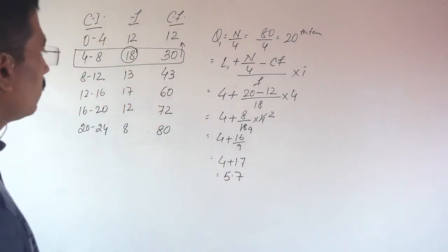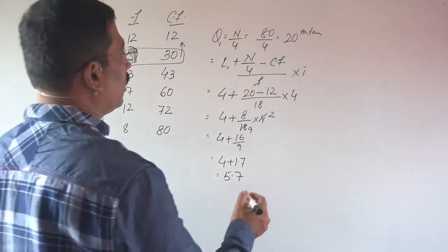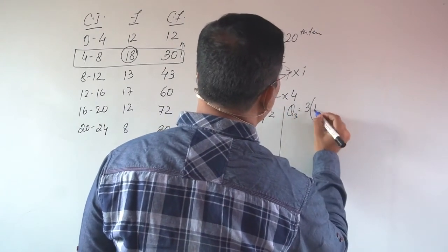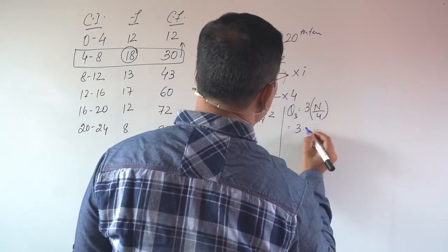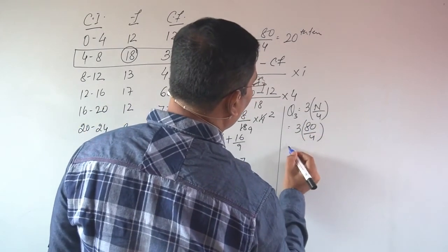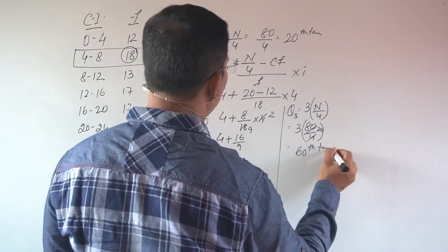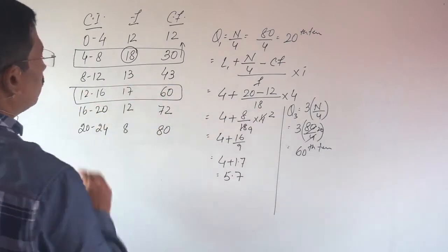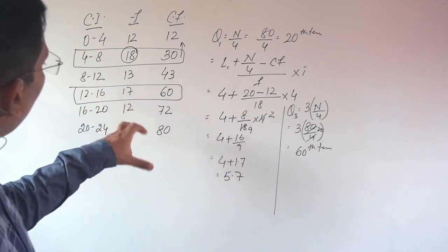Any doubt? Clear? Next, the upper quartile, Q3. How will you calculate Q3? Q3 is equal to 3n upon 4. So here it will be 3 into 80 upon 4, which is 60. Now where is 60? 60 lies in this column. Now what is the answer? 12, 13, 14, 15, 16.